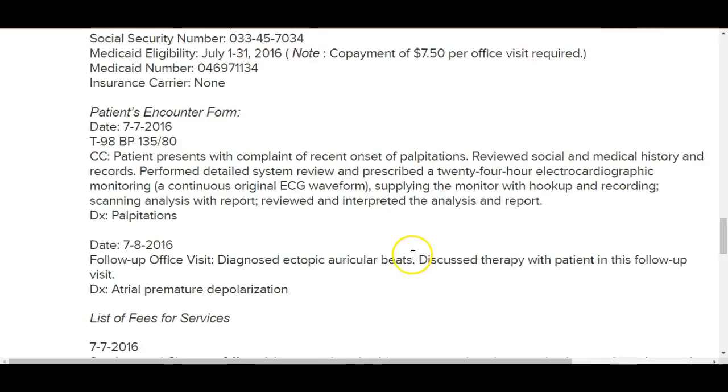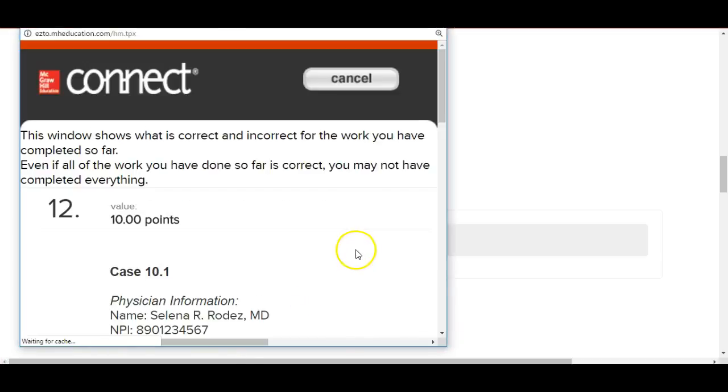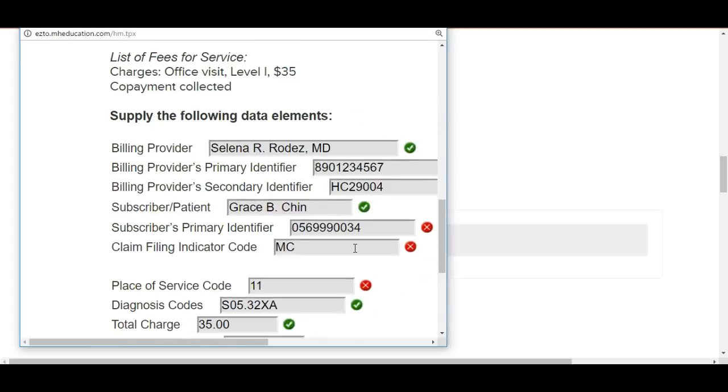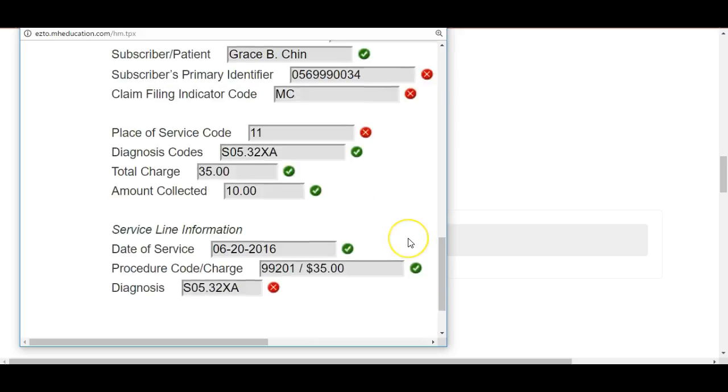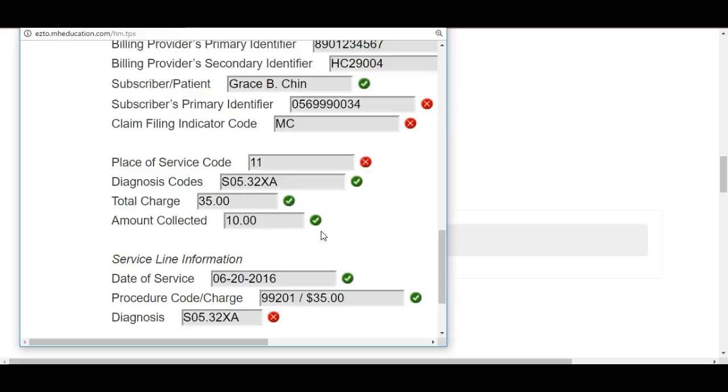Let's go back up and check number 12. Oh, see, this is why it's good sometimes to copy and paste. I think I might have transposed a number in there, but you can double check me there. Did I transpose something there? No, but I think that's okay. It's the same diagnosis. You only have one diagnosis code, so I think you're okay there.